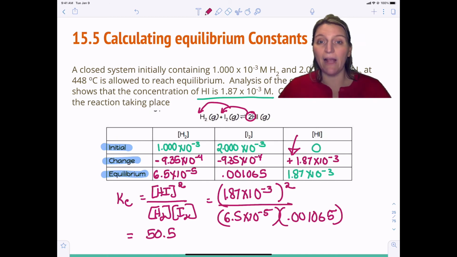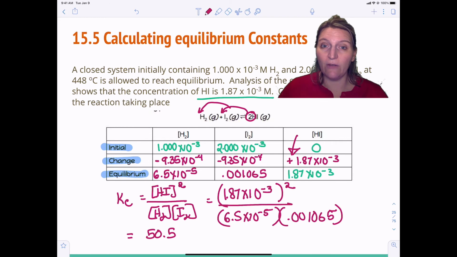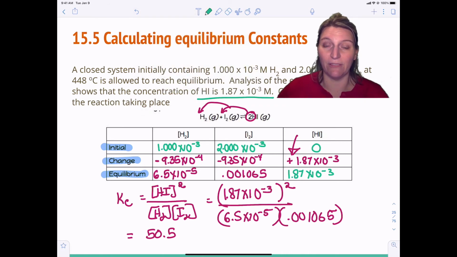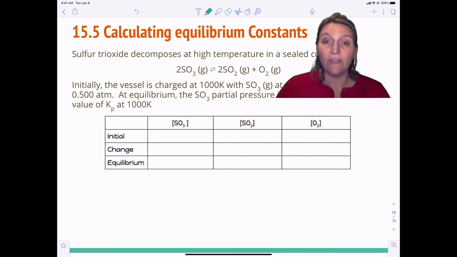So I set up my ICE chart, plug in what I know. I'll always be able to have enough information to figure out one of the values from the change row, and then I can use basically stoichiometry to figure out how the other reactants or products increase or decrease in concentration. So here's another problem. It's done in exactly the same way, but maybe try and do this one on your own.